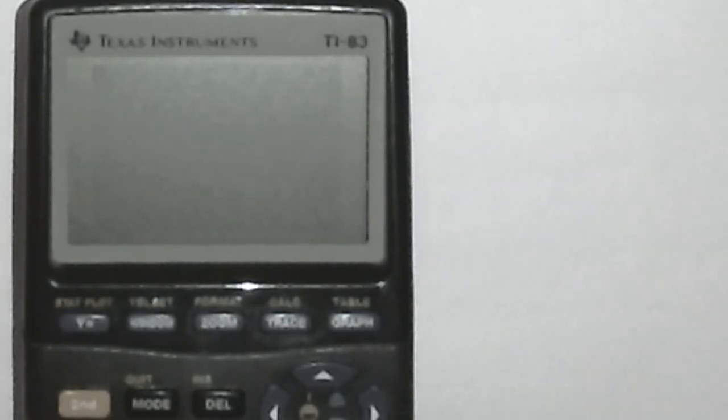Now we're going to conduct a p-value method for testing hypotheses. For the second one we looked at, the upper tail test.